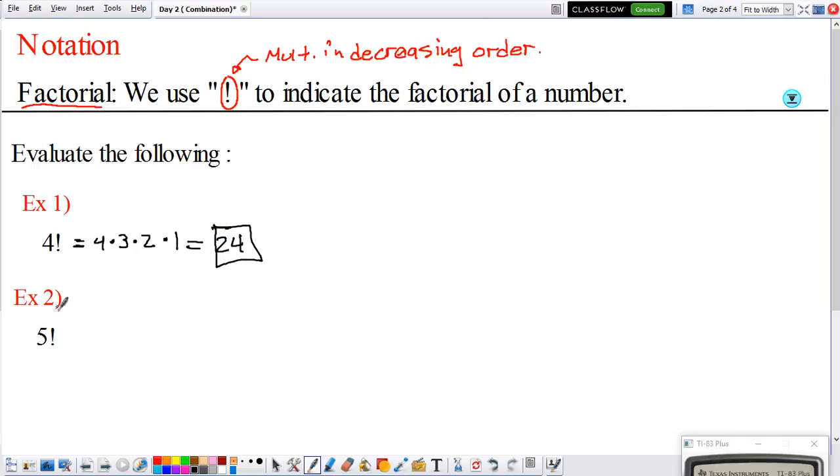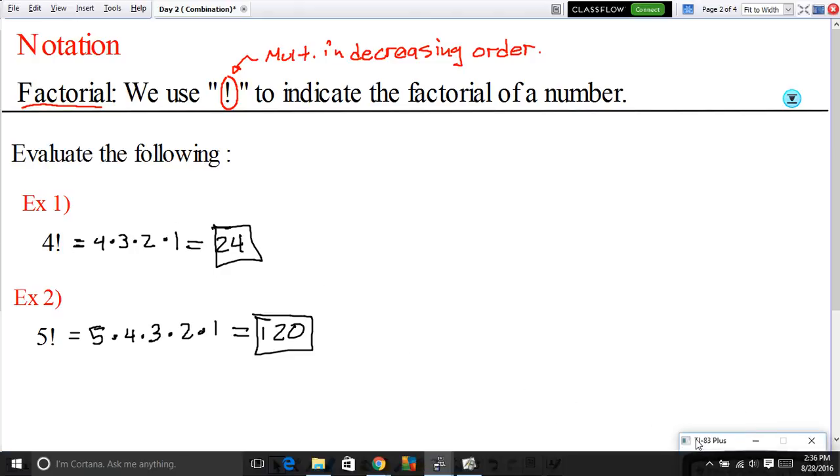Now if we look at example 2, we want to find 5 factorial, which is going to be 5 times 4, times 3, times 2, times 1, and you always stop at 1. So now let's see, what's the value of this? 5 times 4, that's 20, 20 times 3, that's 60, 60 times 2, that's 120, 120 times 1, well, that equals 120. Okay, so this is the whole idea of factorial.